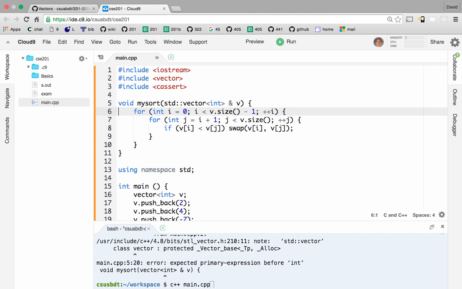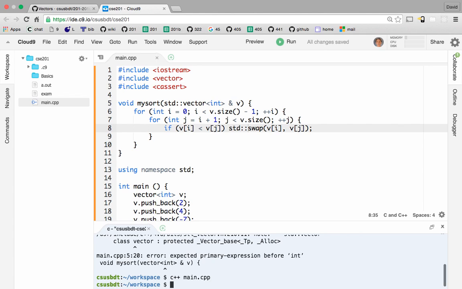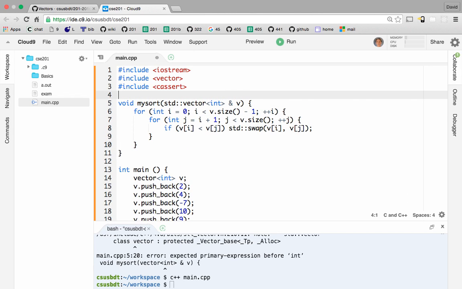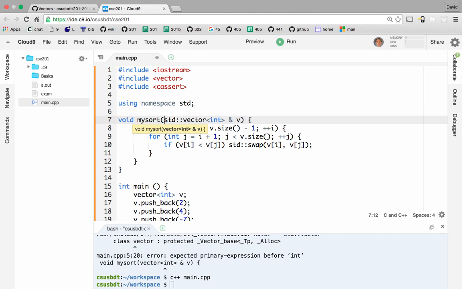So if I use this, but also swap is also in the standard namespace. So, oops, not in BI. Let's see if that fixes it. It does. But yeah, it's inconvenient, right? So let's put this up here. This just simplifies the code a bit.